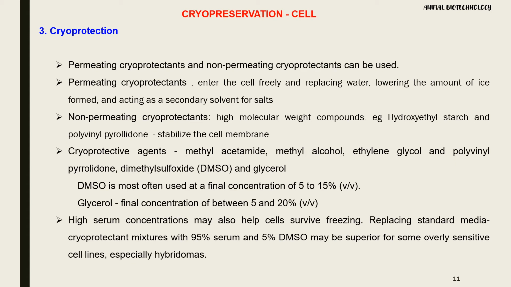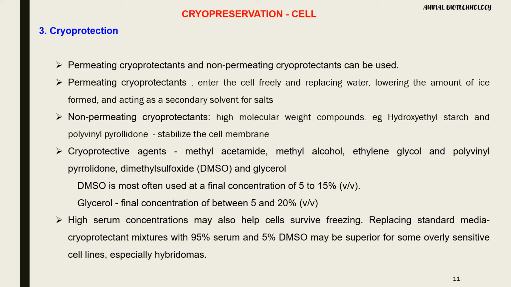Next, cryoprotection. Cryoprotectants are added to the cells. Both permeable and non-permeable cryoprotectants can be used depending upon the cell type. DMSO and glycerol are the most common cryoprotectants used.